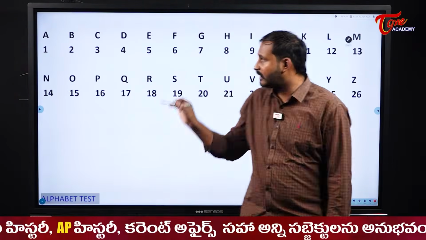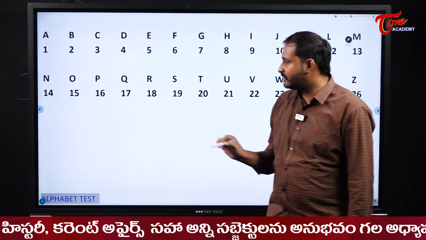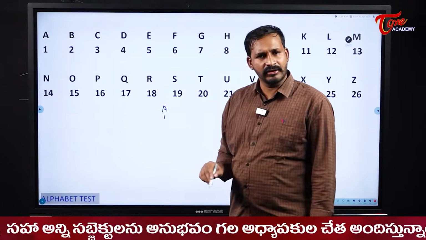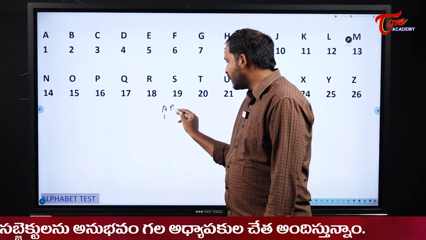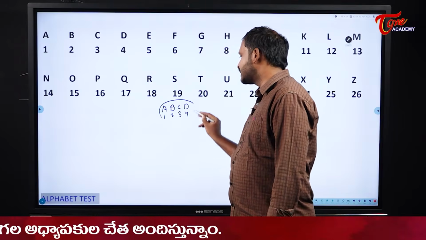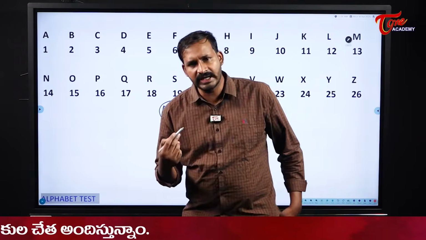A to Z, all the alphabets are written here. Now see here, we know that A is the first alphabet. That is a very common thing. If you observe carefully, A, B, C, D are 1, 2, 3, 4. Is there any necessity to remember them? Generally, you can say it.